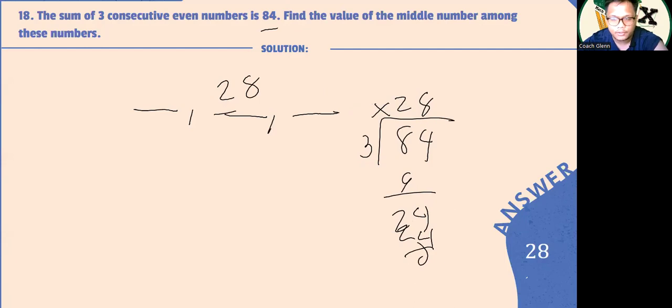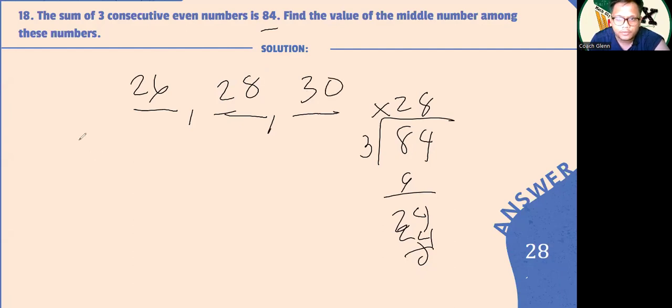So if you have the sum of 3 numbers, you just need to divide the sum by how many numbers they are, which is 3. So 84 divided by 3 is 28. So that means our final value is 28. Okay, any questions for this number? If you were asked to also get the value of the other numbers, then since these are consecutive even numbers, this one would be 26, and then this one would be 30.